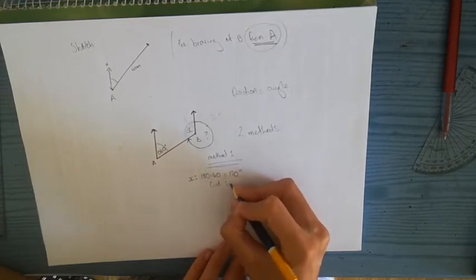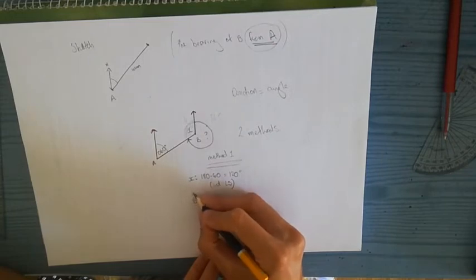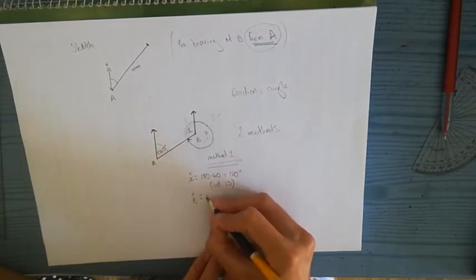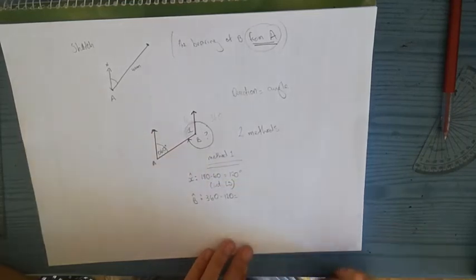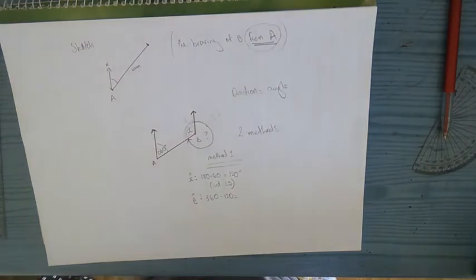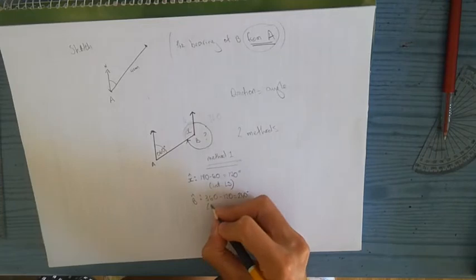Interior angles, and then for me to find angle B, I just do 360 minus 120. I'm going to use a calculator because I'm tired. It's 240. 360 minus 120, 240 degrees. I just like to check angles at a point.